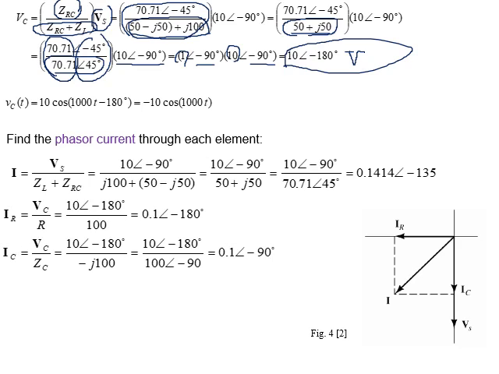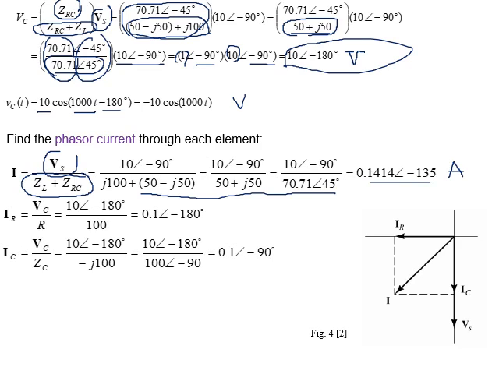Now, if I want to write it in the time domain, then I will say the magnitude is 10 cosine 1000t minus 180 volt. What about the phasor current? Have a look. The total voltage divided by the total impedance, the equivalent impedance of the circuit, which is ZL plus ZRC. You go through the complex numbers here until you get the current in ampere.